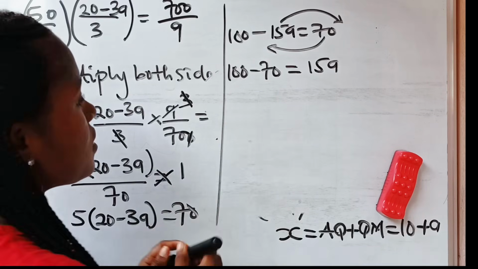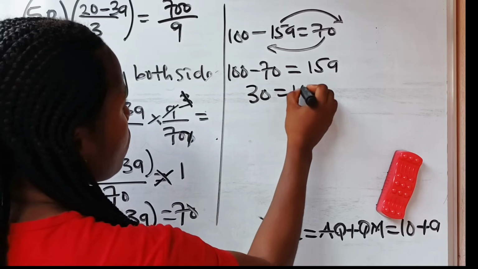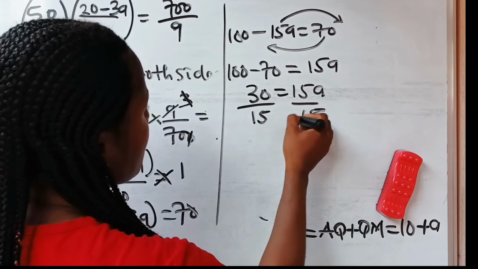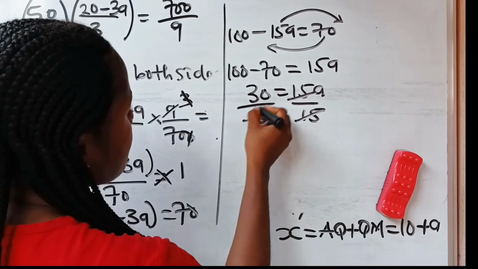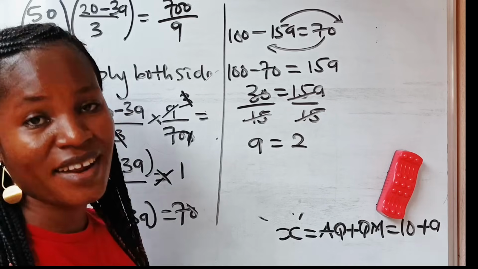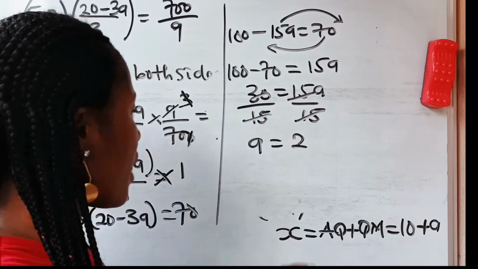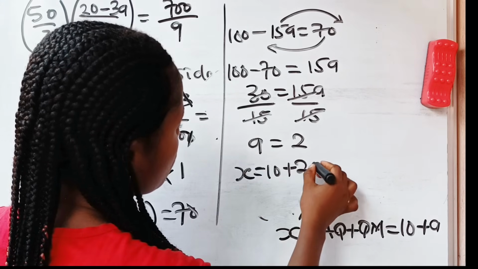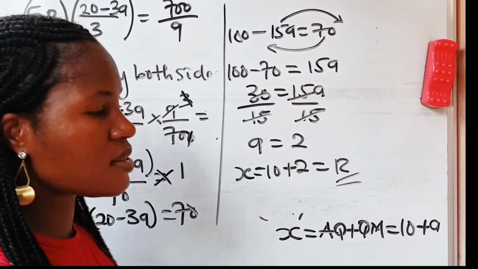So 100 minus 70 is 30. We have 30 is equal to 15a. So we divide this side by 15, divide this side by 15, and we have that a is equal to 2. Finally, now x is equal to 10 plus a, which is 2. So it means that the value of x is 12.